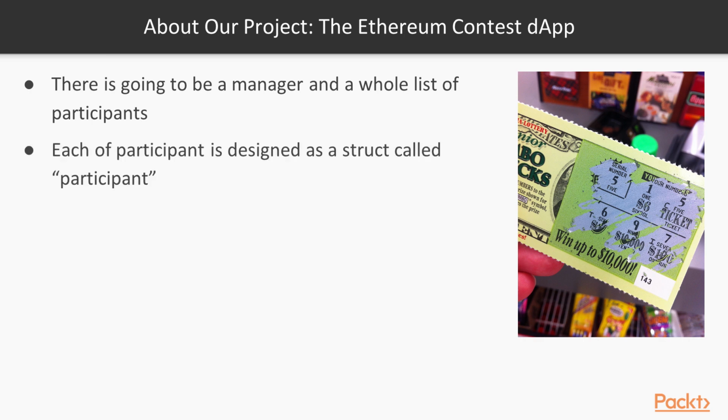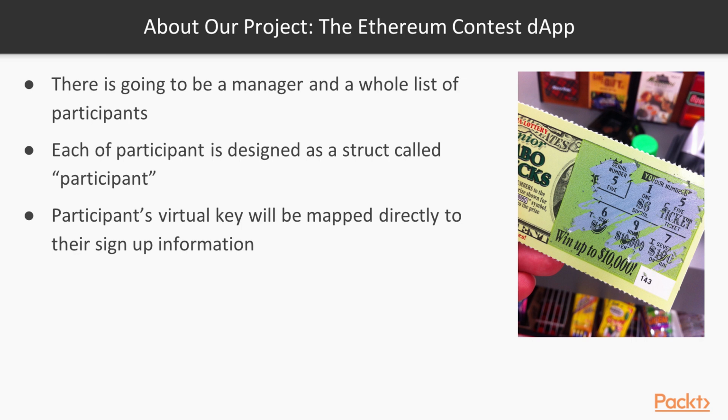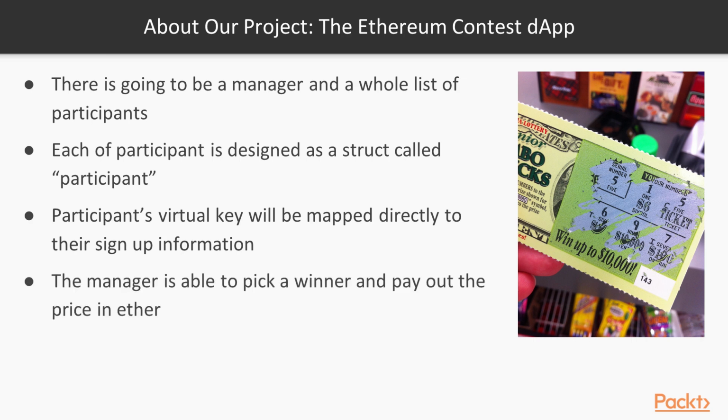Each participant is going to be designed as a struct called participant, which is going to consist of a name, phone, and email. When a participant enters, the personal public key of their virtual wallet will be mapped directly to their sign-up information. So their personal address will be related to that specific participant. When a certain number of participants have entered the contest, or really as many as they want, the manager is able to randomly pick a winner and then pay out the prize amount of Ether to that winner. So the manager is the one that has some specific powers in this sense.